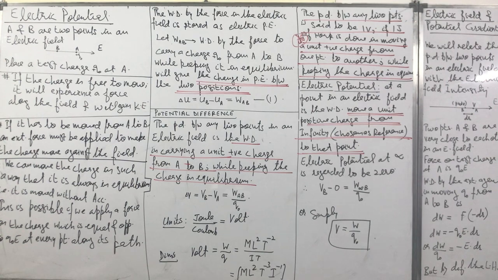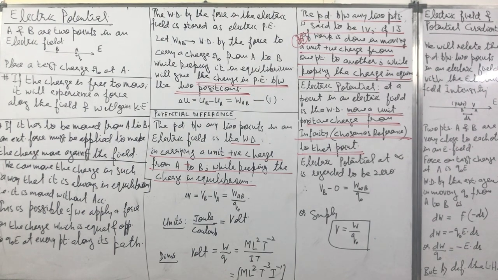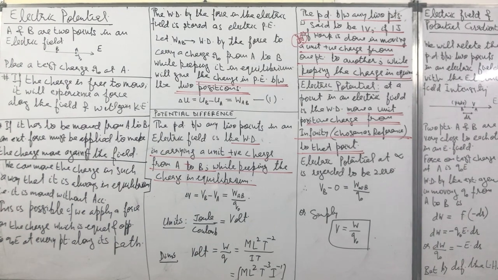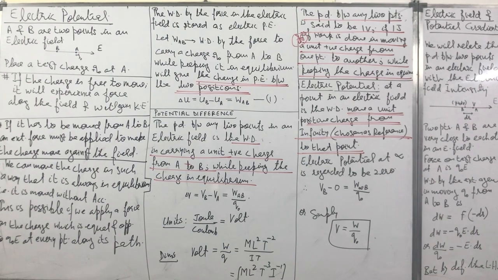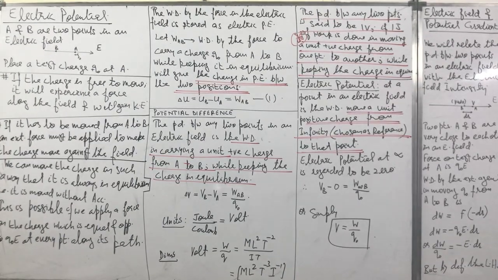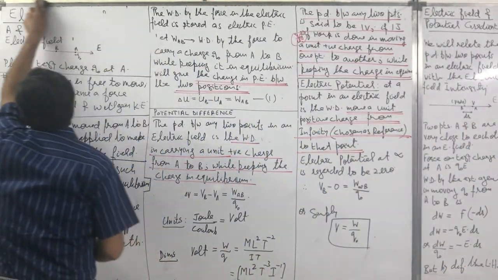The basic thing is about electric potential. I told you that I will start from electric potential energy and come to electric potential. Electric potential at a point in an electric field is defined for a unit positive charge. But if the reference is infinity, we will call it electric potential at that point. Right? I'm going to rub this now. And you will write it down with your own hands and go through it.